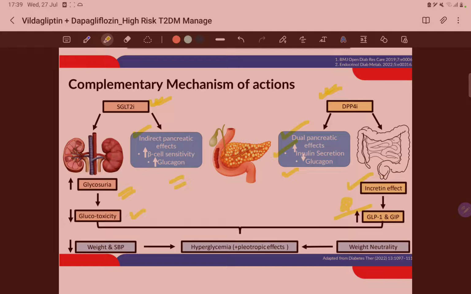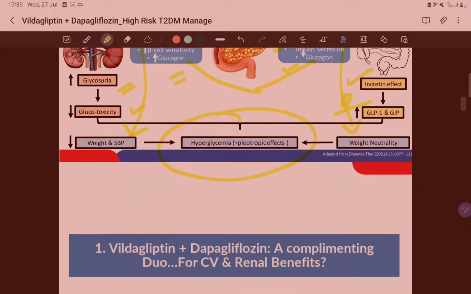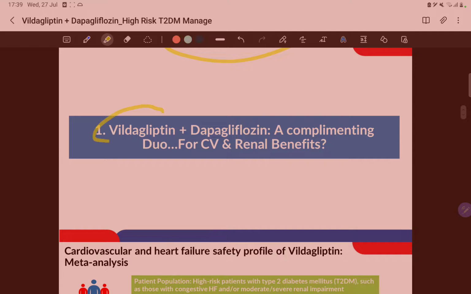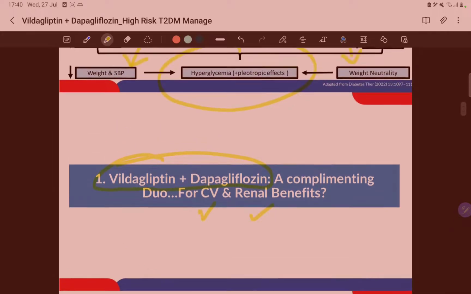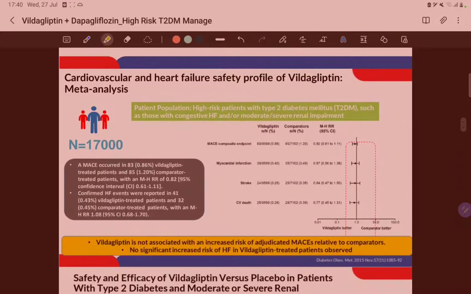Now the important thing is that DPP4 inhibitors and SGLT2 inhibitors, when combined, can nullify this change in glucagon. They also have an effect on hyperglycemia, right? SGLT2 inhibitors decrease weight and systolic blood pressure, and DPP4 inhibitors are weight neutral overall. So with the combination of Vildagliptin and Dapagliflozin, is the duo really good for the cardiovascular and renal benefits it has? We'll see about it, right? So let's see when we combine.